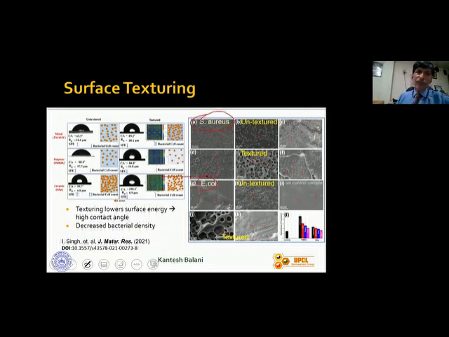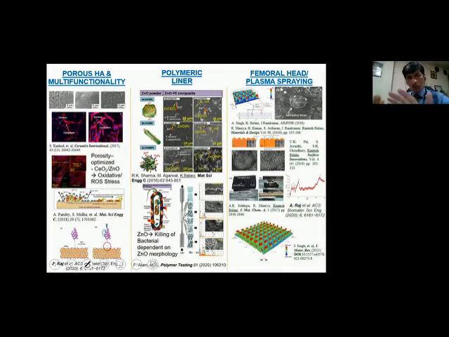That part we could establish using texturing of this particular surface, and they were for all of metal, polymer, as well as ceramic. So this part we could take forward. Very recently this work was published. So in summary, we want to create a porous scaffold with multifunctionality, adding zinc oxide, silver, and also antioxidant cerium oxide.